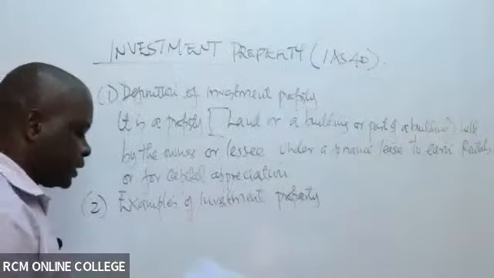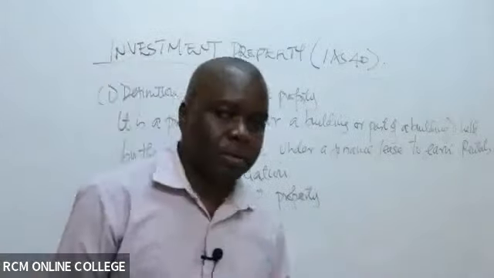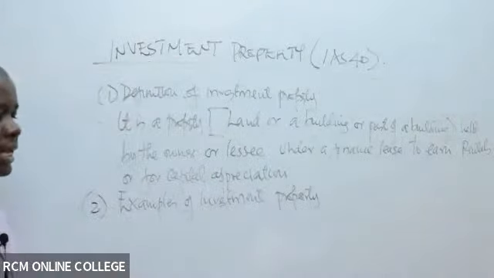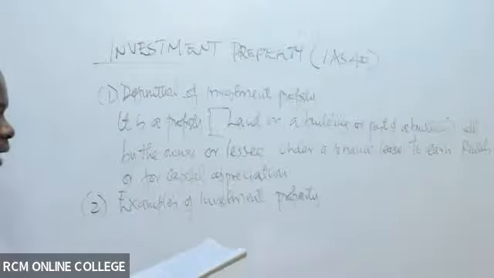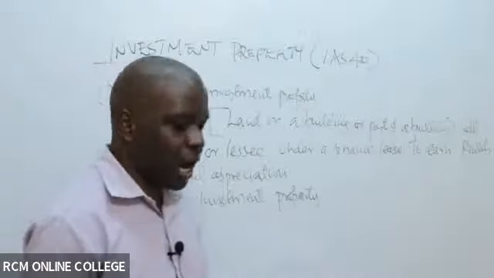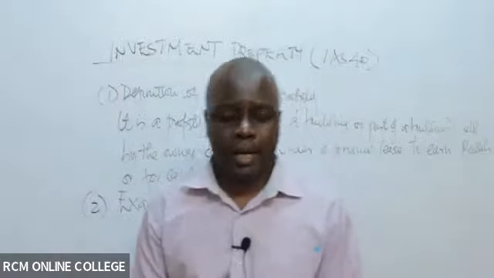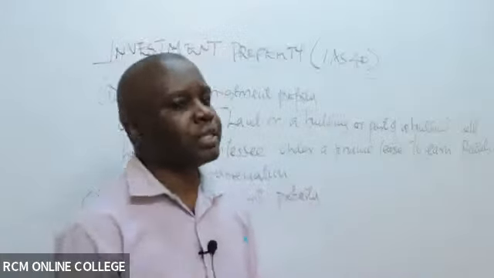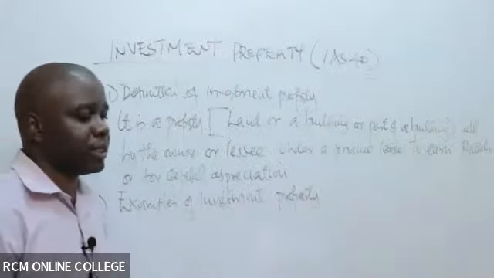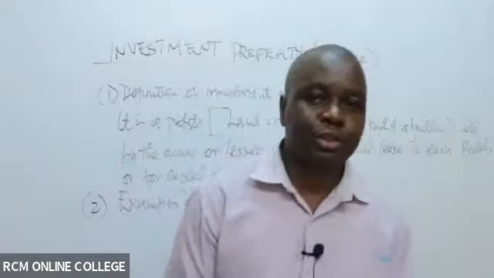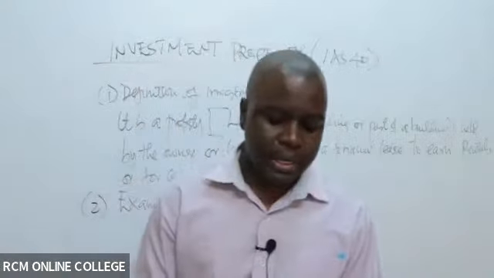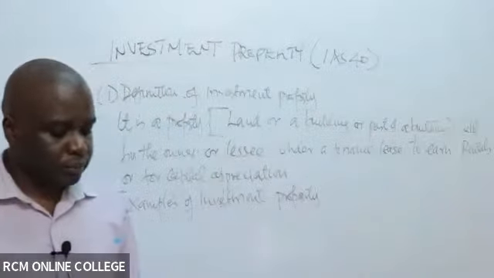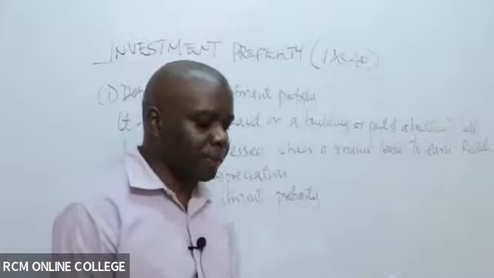Examples of investment property. So number 1, you can write land held for long-term capital appreciation. If you don't get the point, just kindly tell me to repeat, and I'll repeat. Land held for long-term capital appreciation.